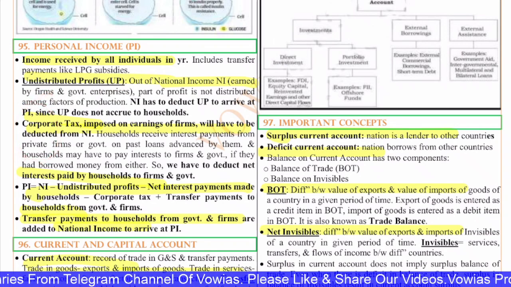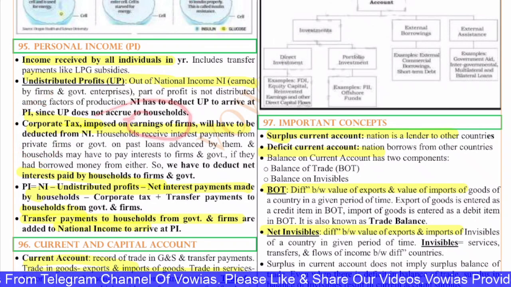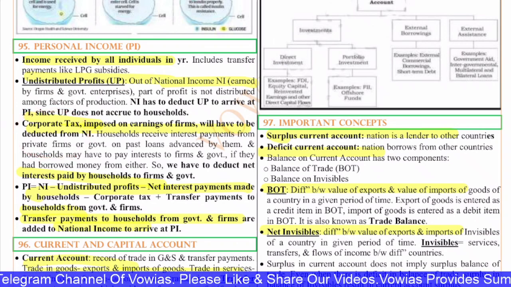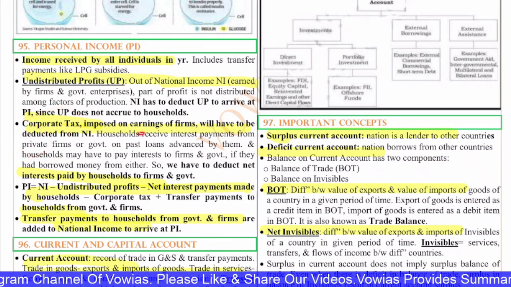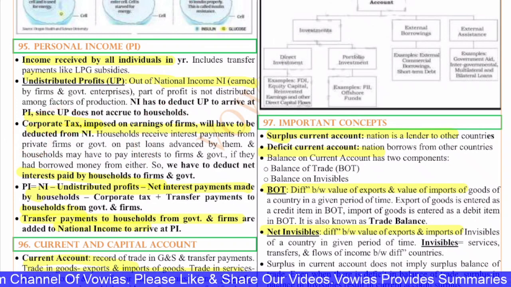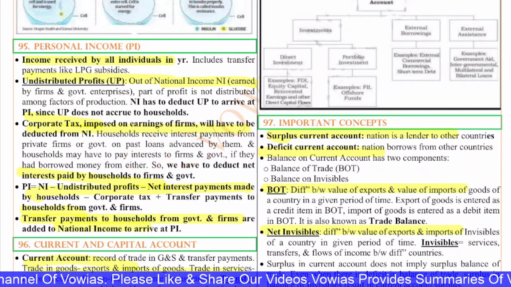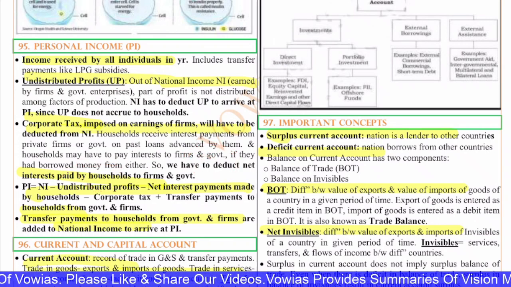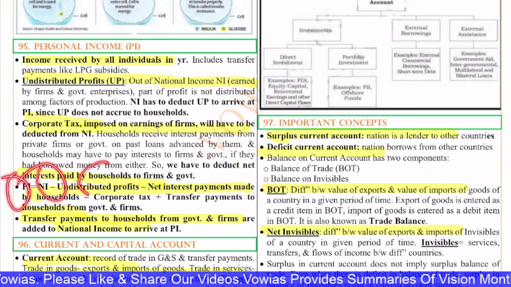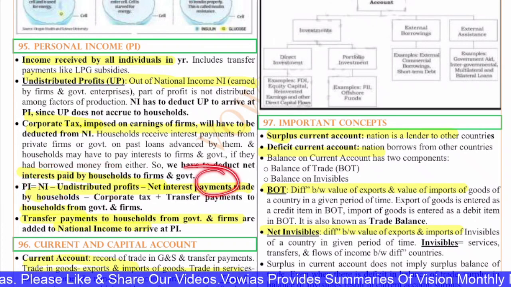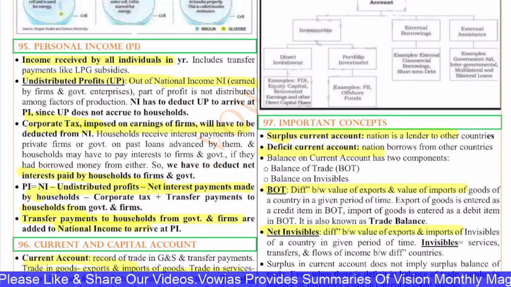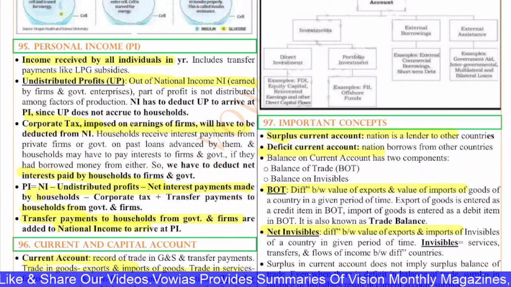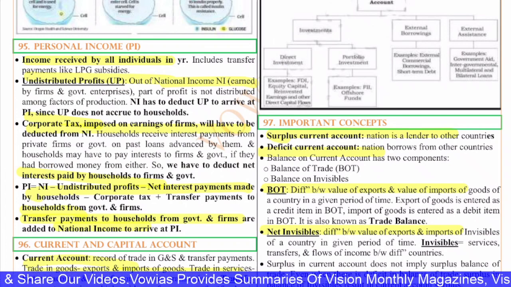Corporate tax is the tax that is imposed on the earnings of the firm, and will have to be deducted from national income. The households receive interest payments from the private firms or government on past loans advanced by them, and the households may have to pay interest to the firms or the government if they had borrowed some money. So we have to deduct the net interest paid by the households to the firms and the government. So personal income is national income minus undistributed profit, minus net interest payments made by the households, minus the corporate tax, plus the transfer payments. This is called personal income, as it includes all the people, the factors and everyone. So this is the formula.